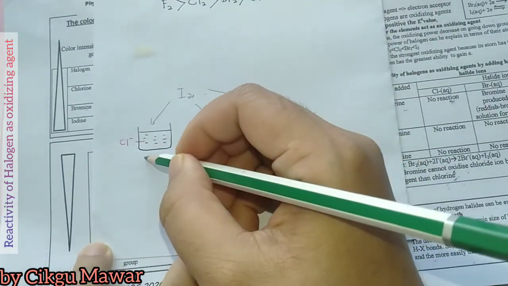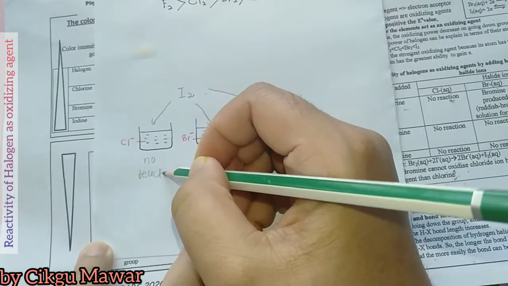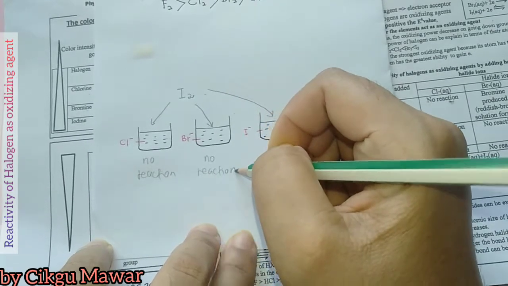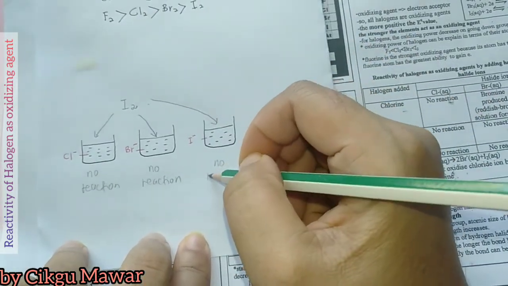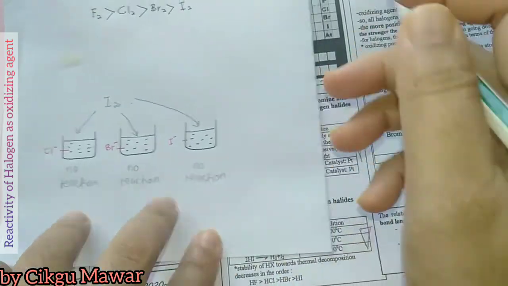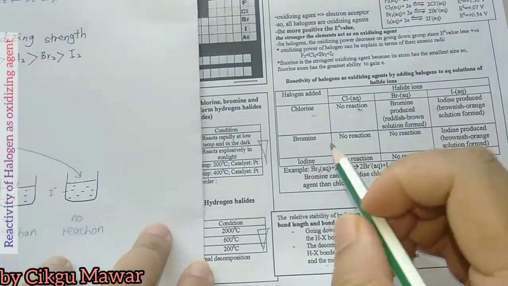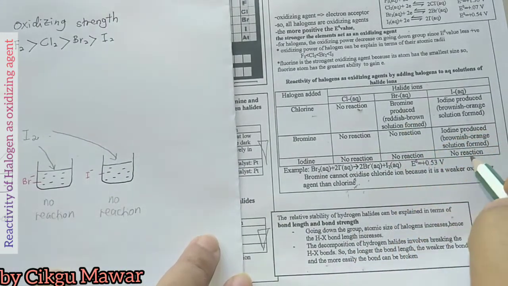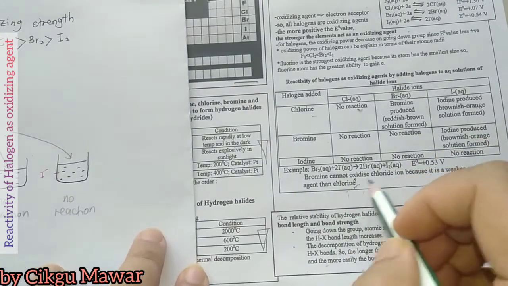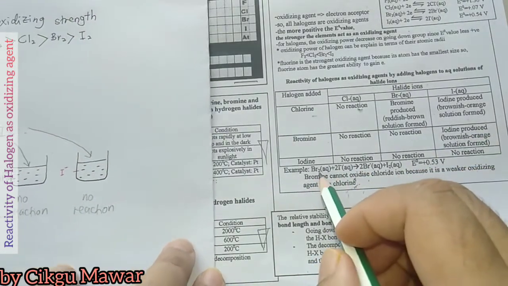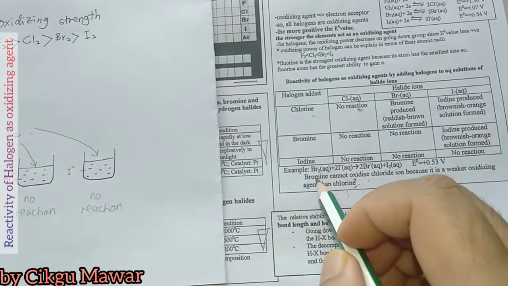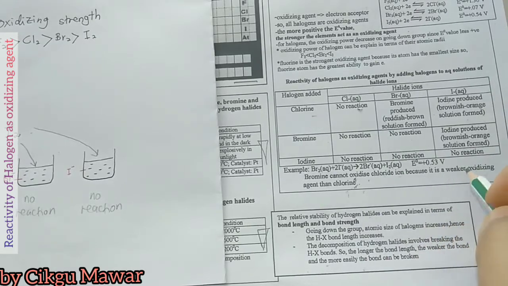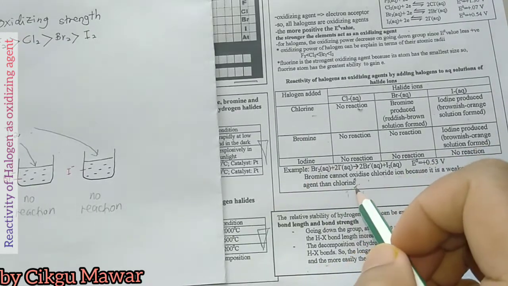This one is no reaction. Same goes for the bromide ion, no reaction occurs. Also in iodide ion, no reaction occurs. Refer to our chem book: iodine, no reaction in chloride ion, no reaction in bromide, and same goes to iodide ion. This is the example that we already wrote earlier: bromine cannot oxidize chloride ion because it is a weaker oxidizing agent than chlorine.